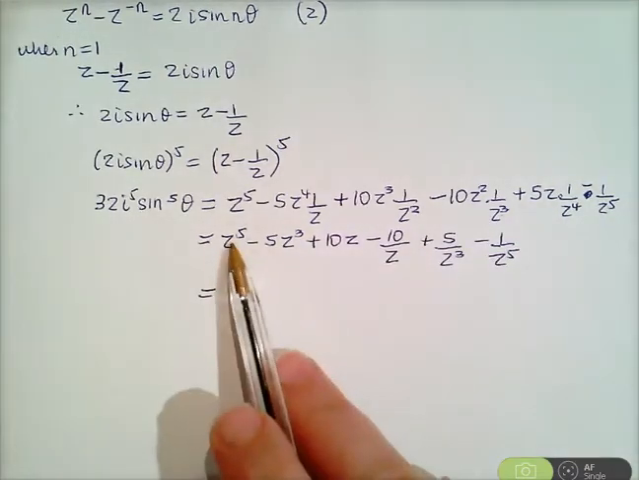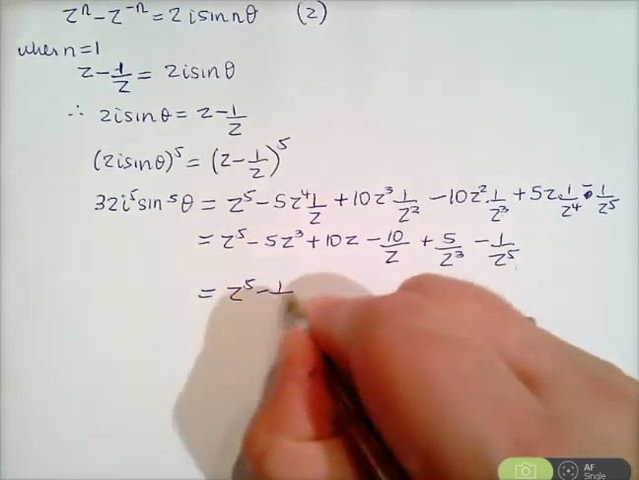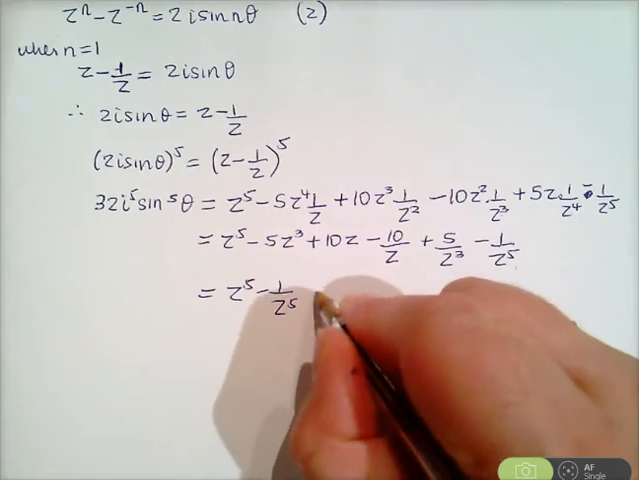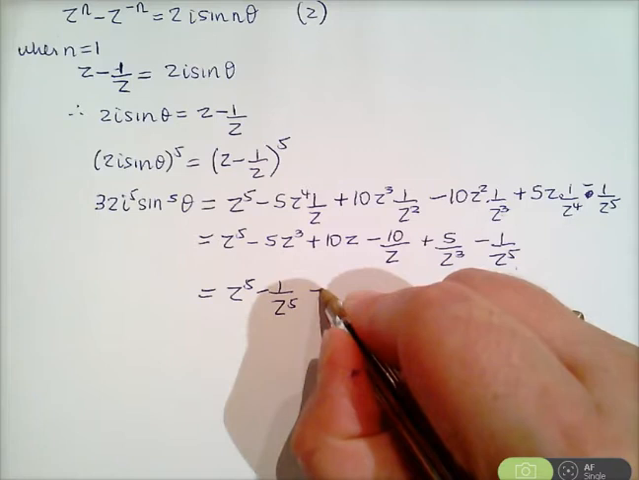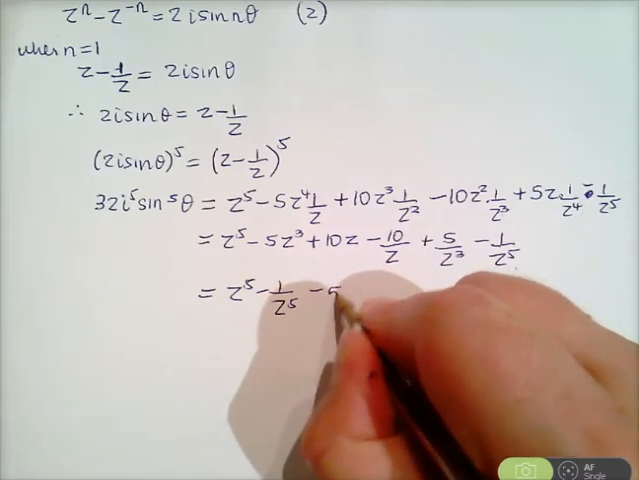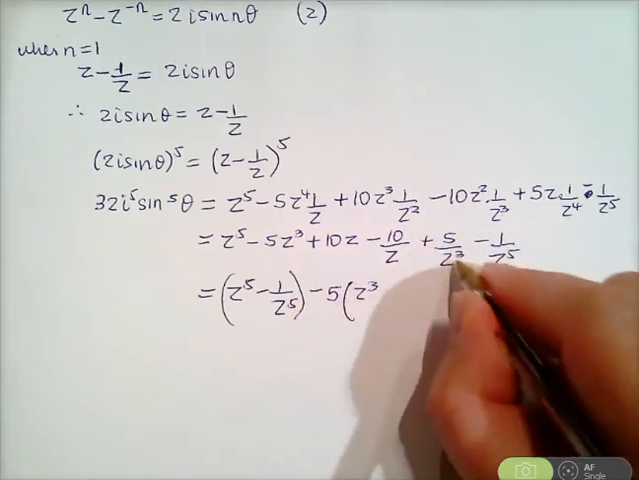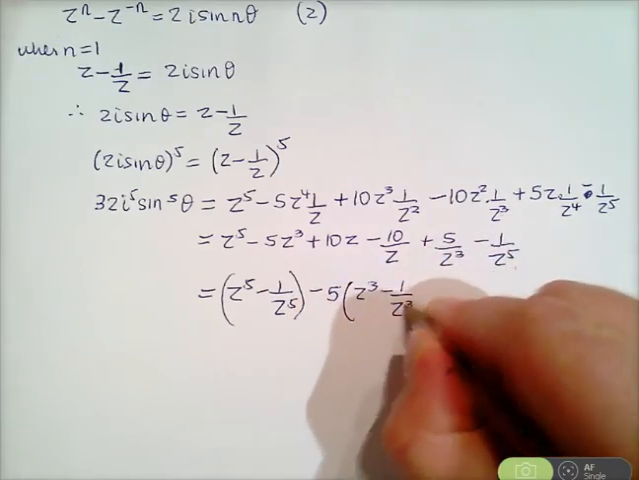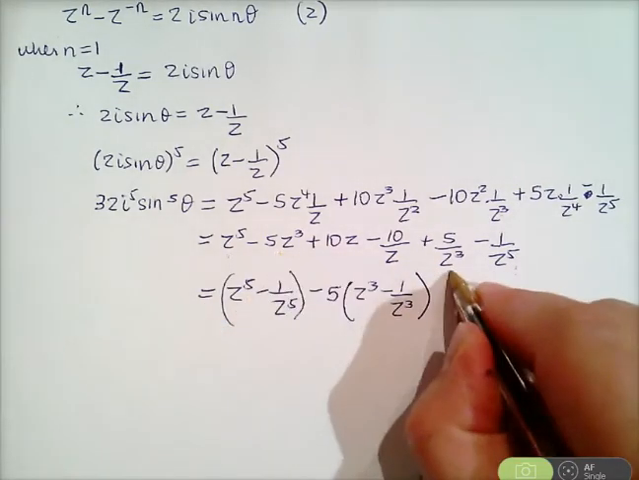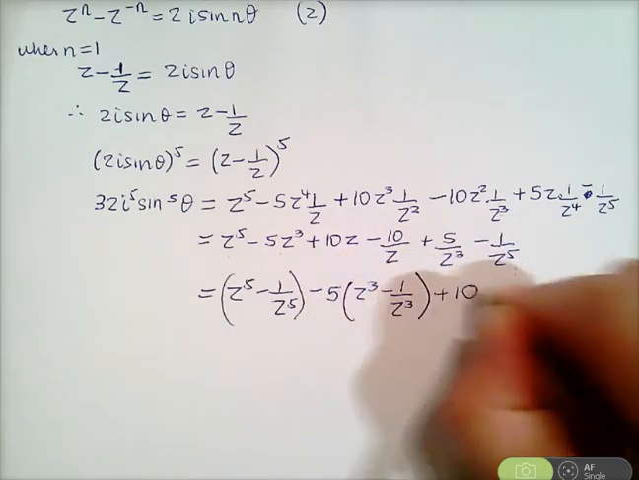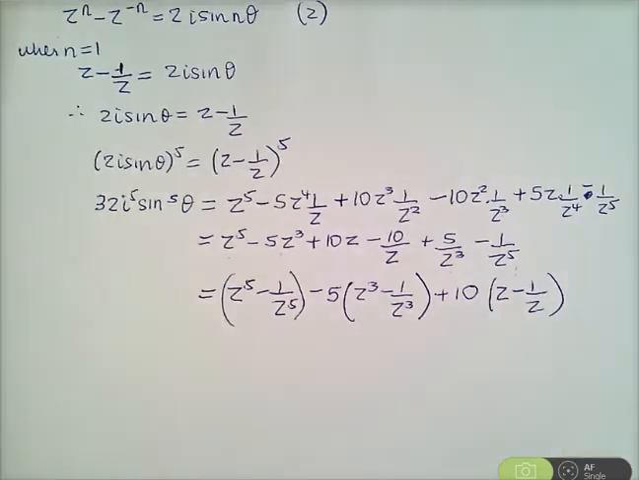Now, putting the same powers together, we've got z to the power of 5 minus 1 over z to the power of 5. Then we've got minus 5, so that's our first lot, minus 5. I've got z cubed. Now to get a plus 5 on z cubed, I go minus 1 over z cubed. And so we've done that with that, we've done this with that, and then we've got these two. Plus 10 z minus 1 on z will give me 10z minus 10 on z.